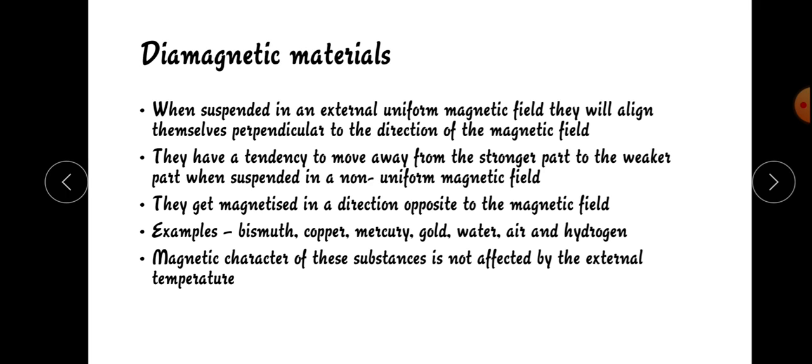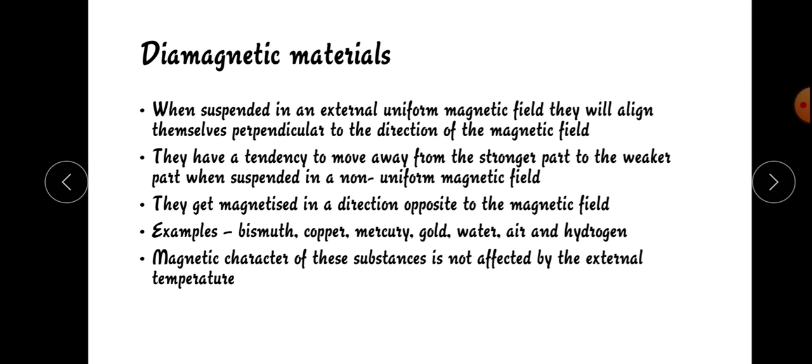Examples of diamagnetic materials are bismuth, copper, mercury, gold, water, and hydrogen. The magnetic character of these substances is not affected by the external temperature.